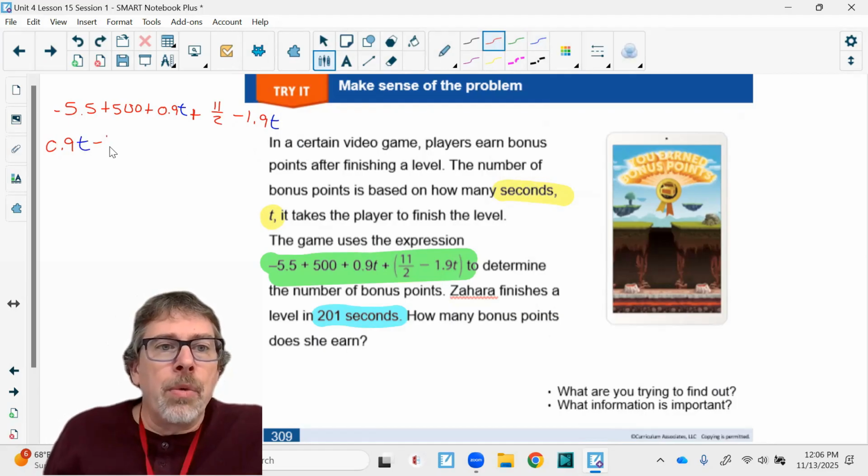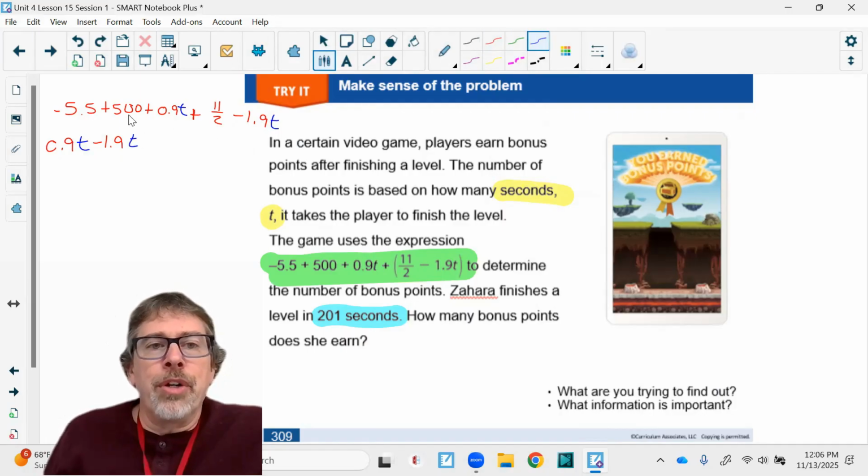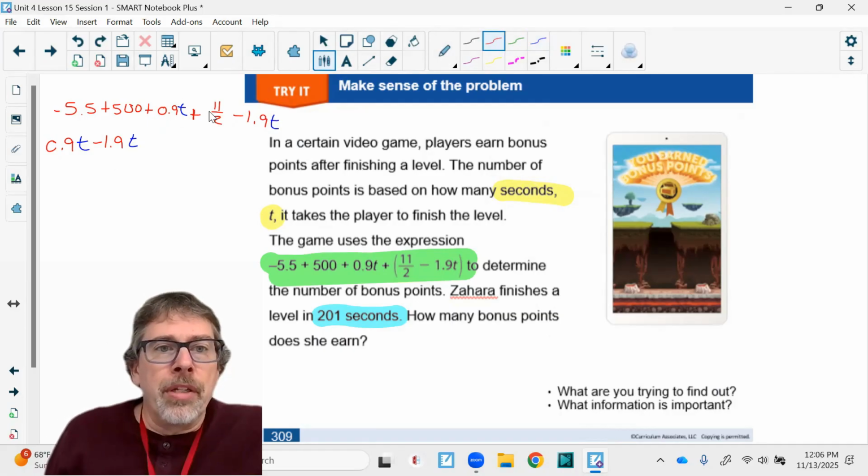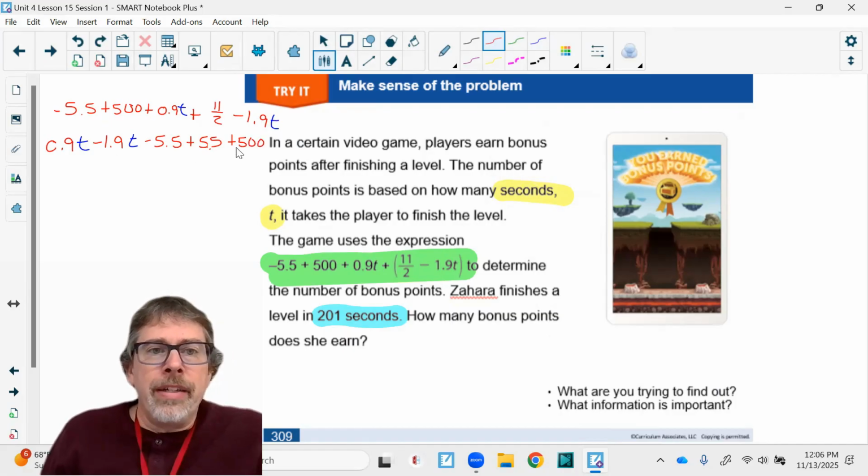Okay, minus 1.9t. So all I'm doing now is rearranging this and putting this and this first, and then I'm just going to start putting the constants in order from what I see, which is negative 5.5. And I'm going to change this 11 halves. Well, that's plus, it's positive. And 11 halves is also 5.5. Okay, and plus 500. So all I did here was rearrange this and put it in order.